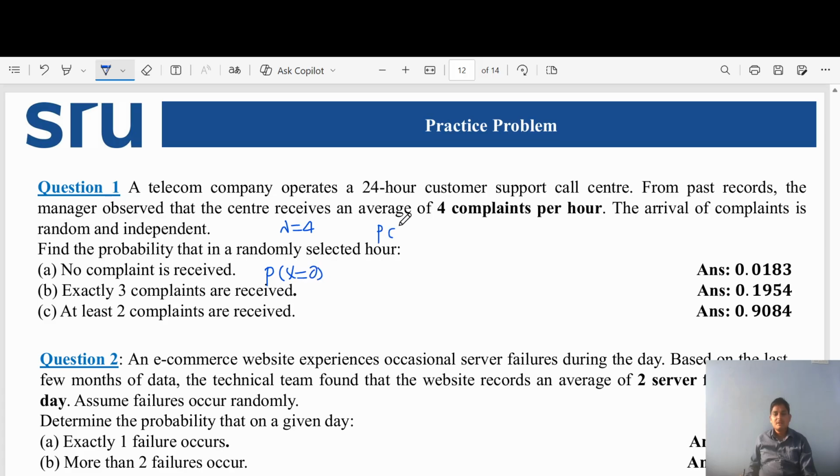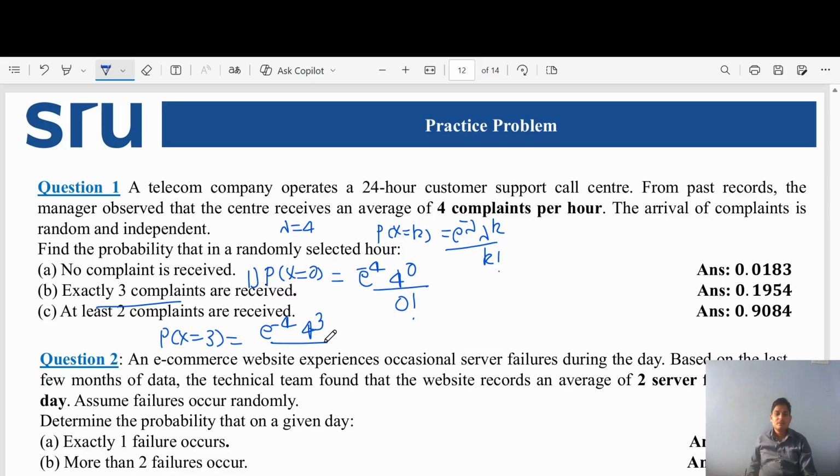What is the formula? P(X=k) means e to the power minus lambda, lambda to the power k upon k factorial. X equal to 0 means, lambda is 4, e to the power minus 4, 4 to the power 0 upon 0 factorial. So the first question is done. Exactly 3, so P(X=3) is e to the power minus 4, 4 to the power 3 upon 3 factorial. So the second part is done.